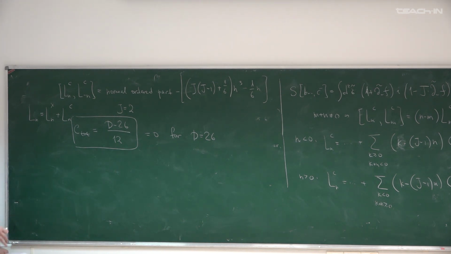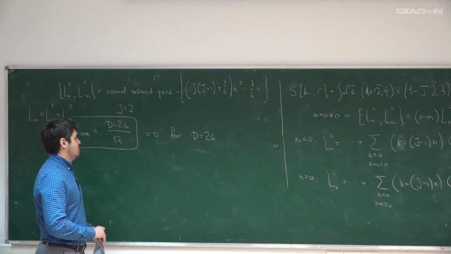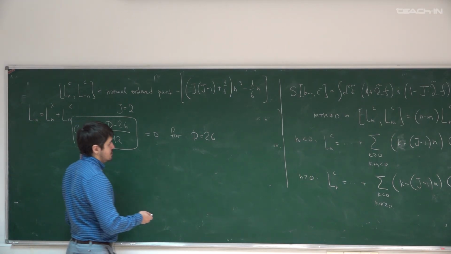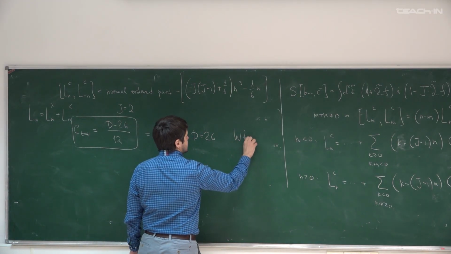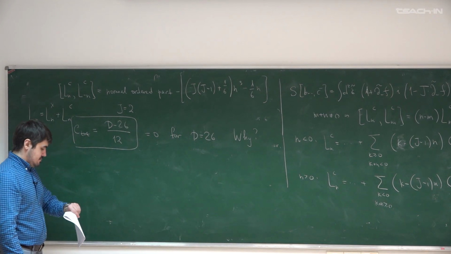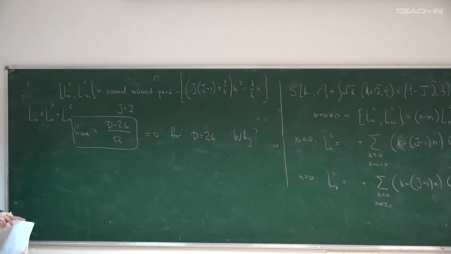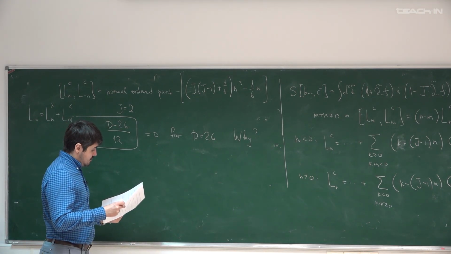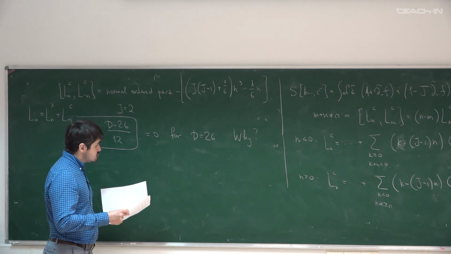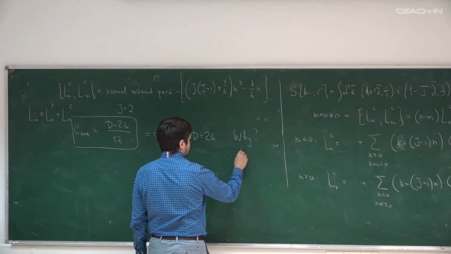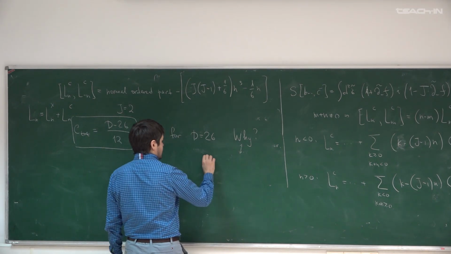But of course, this needs to be explained. The question is why? And that's what we will do in the second part of the lecture, I think. The main answer is that this is related to the vanishing of the Weyl anomaly.